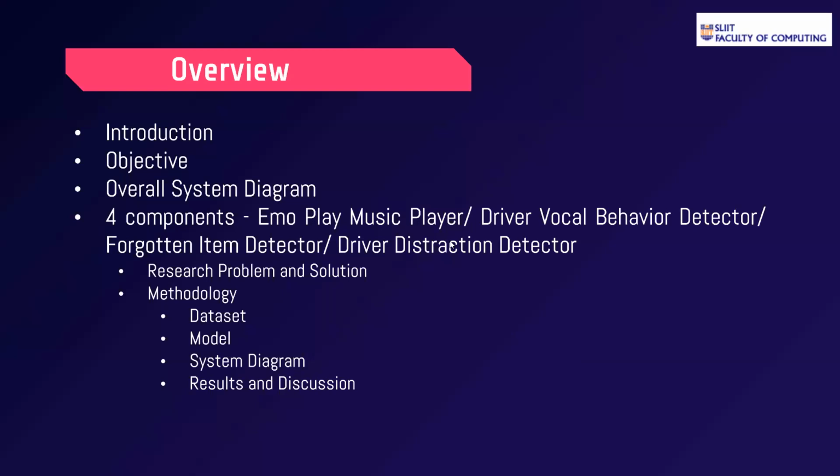And here we came up with a smart infotainment system. It has 4 new components, or we can say new features: an emotion-based music player, a driver vocal behavior detection system, a forgotten item detector, and a driver distraction detector. I'll briefly explain these later on the slides. Under those 4 components, we'll be talking about the research problem and the methodology.